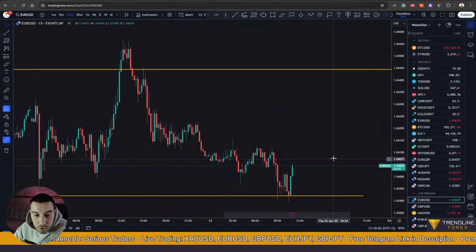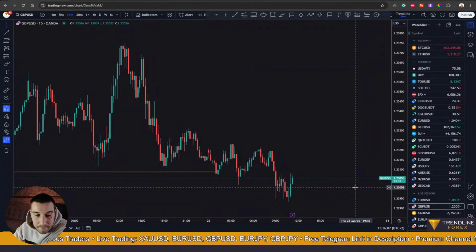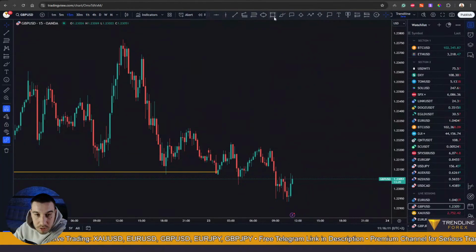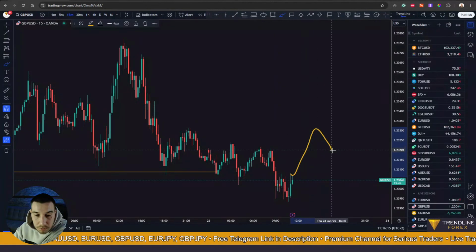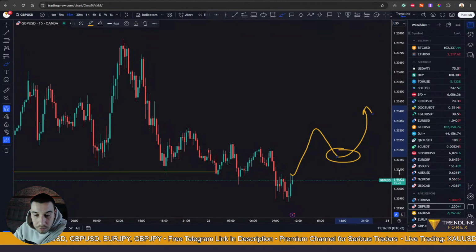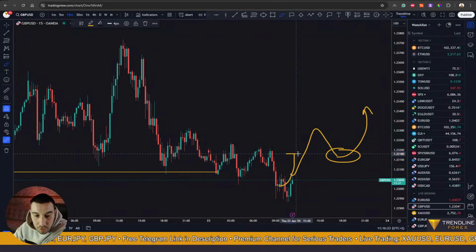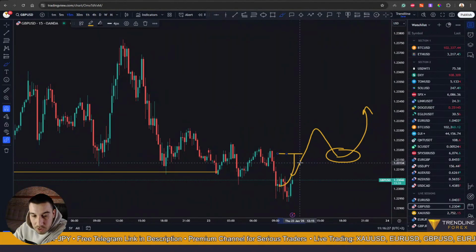When it comes to euro dollar and pound dollar, I need to see some higher structure here. So let's say we break above those highs, right? Doing something like this, then I can potentially look for long trades. But even if we come all the way up here to just retest the previous high, for me that's not good enough.